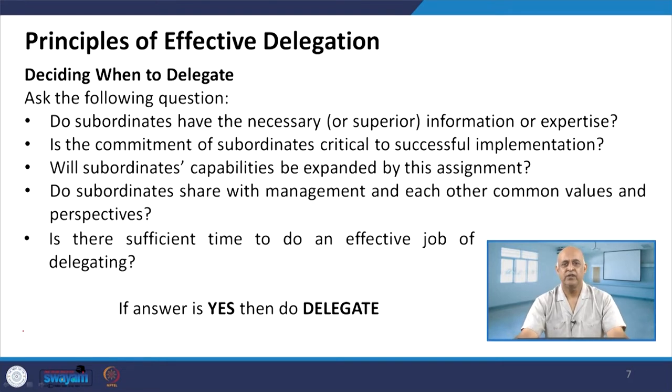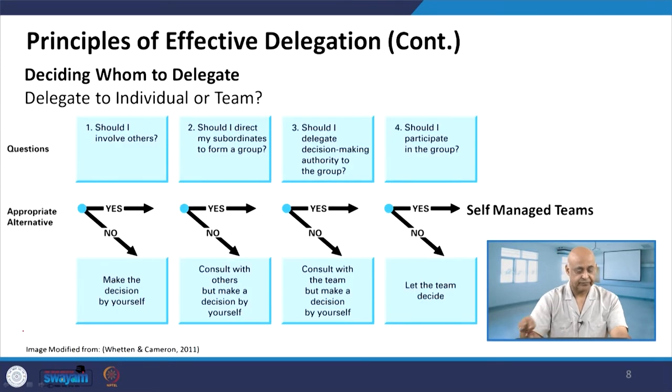Whenever we use a horse, we put blinkers before the eyes, right? And therefore he gets the direction. So in addition to that eyesight, he also has the vision. He gets the vision. So therefore, do the subordinates share that value system? Personality is the same, because there should be common values and perspectives between the leader, members, team, and organization. Is there sufficient time to do an effective job of delegating? So whether that subordinate has sufficient time. If the answer is yes, then do delegate.